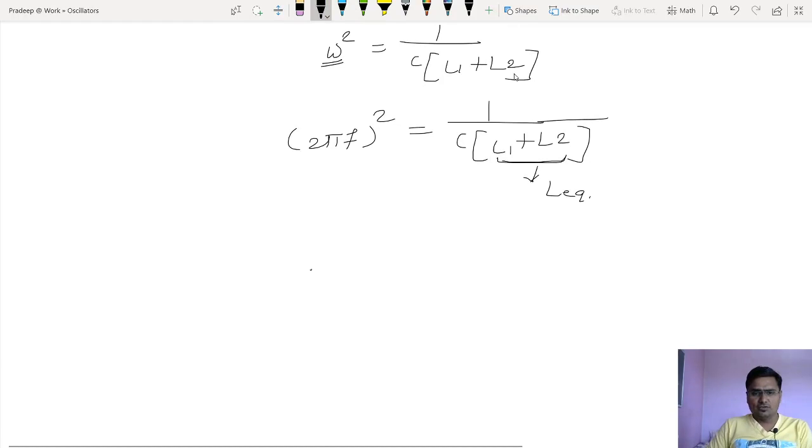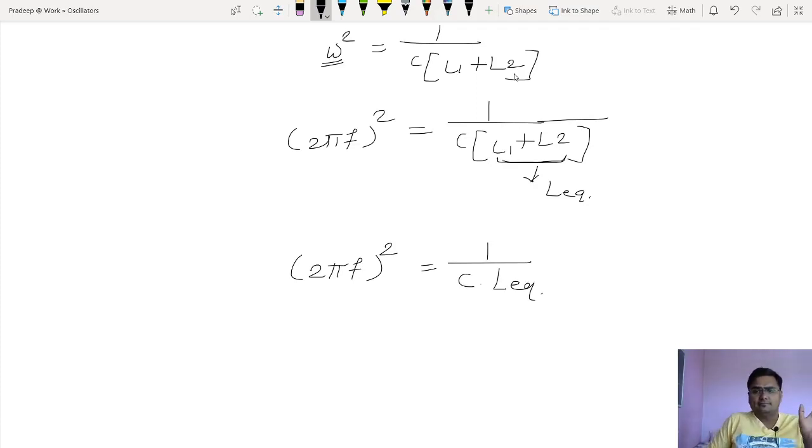I will write now 2 pi f, that is omega square, is equal to 1 divided by C multiplied by L equivalent. Now see, things are okay. Every time I would have to put a bracket and write down L1 plus L2. Now I'll write L equivalent, where L equivalent is equal to L1 plus L2. I'm just simplifying the thing, nothing else. Now I can write the equation for f.